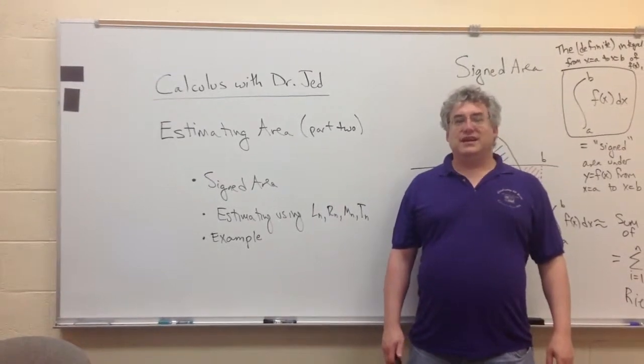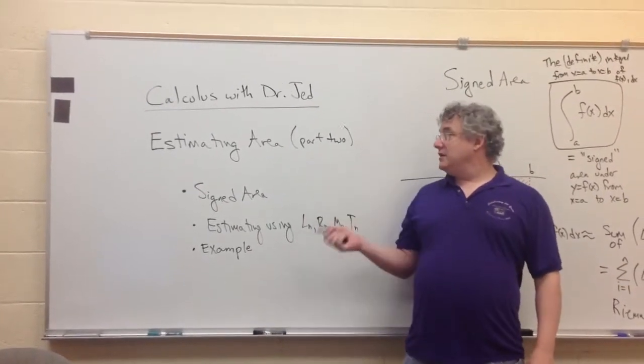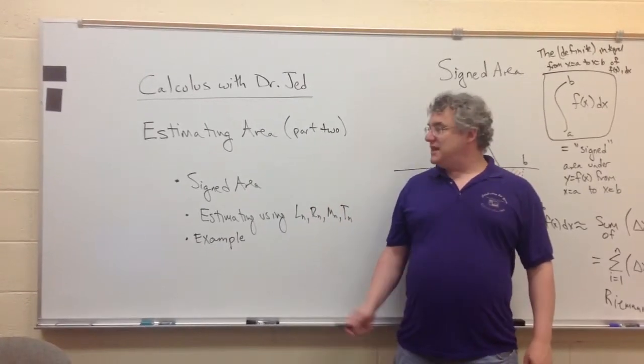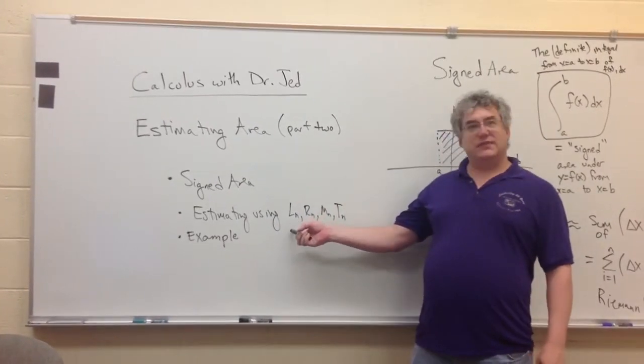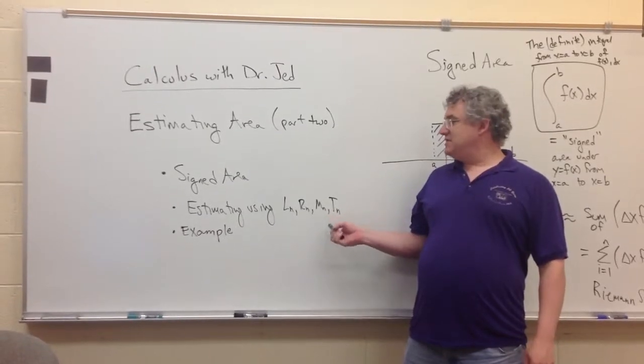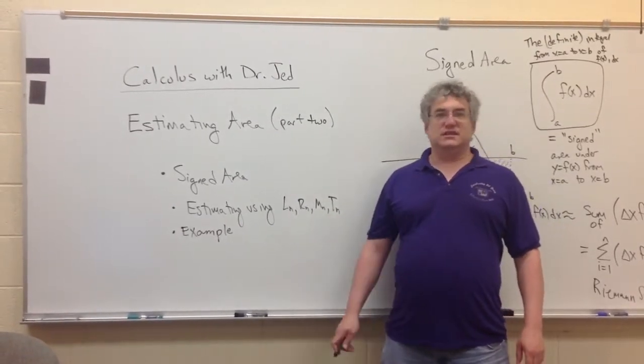Welcome. So today we're going to continue talking about estimating area. Re-mentioning what signed area means and introducing, in addition to the left sums, we're going to do midpoint sums, right sums, and the trapezoid rule. And then close with an example.